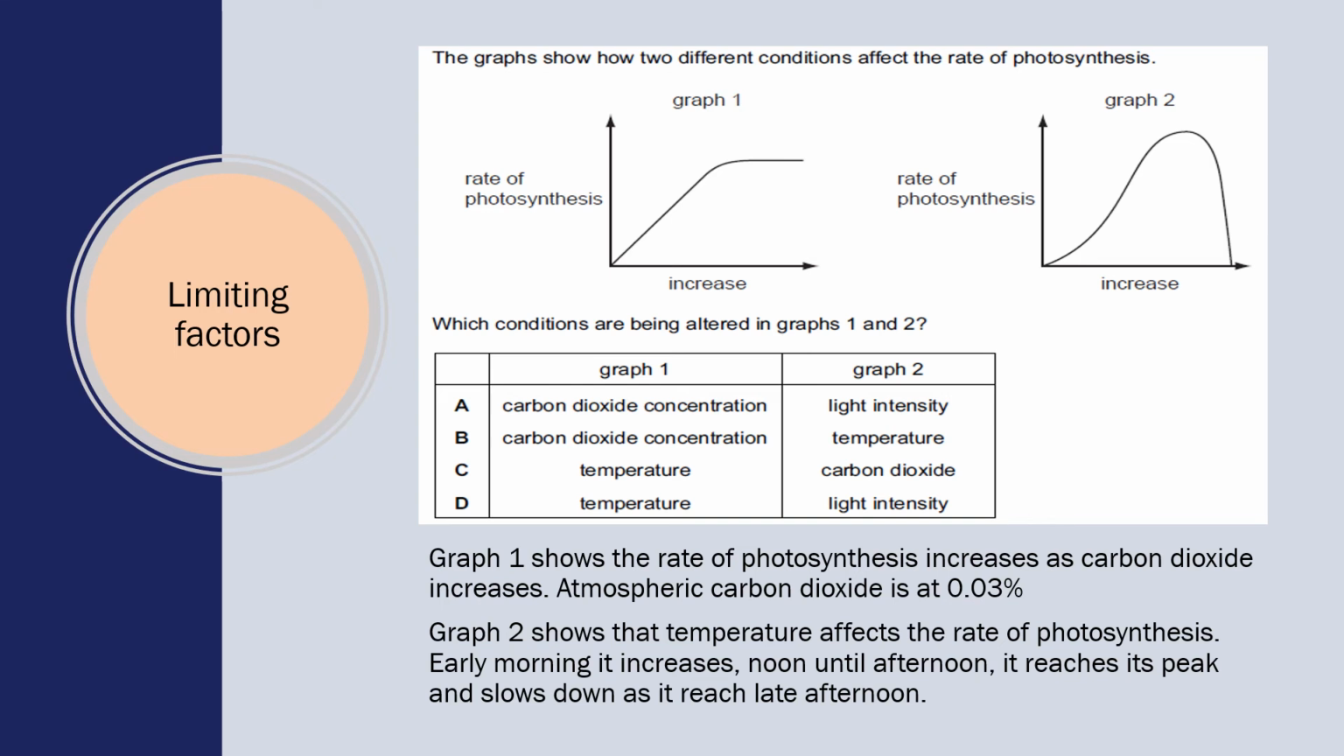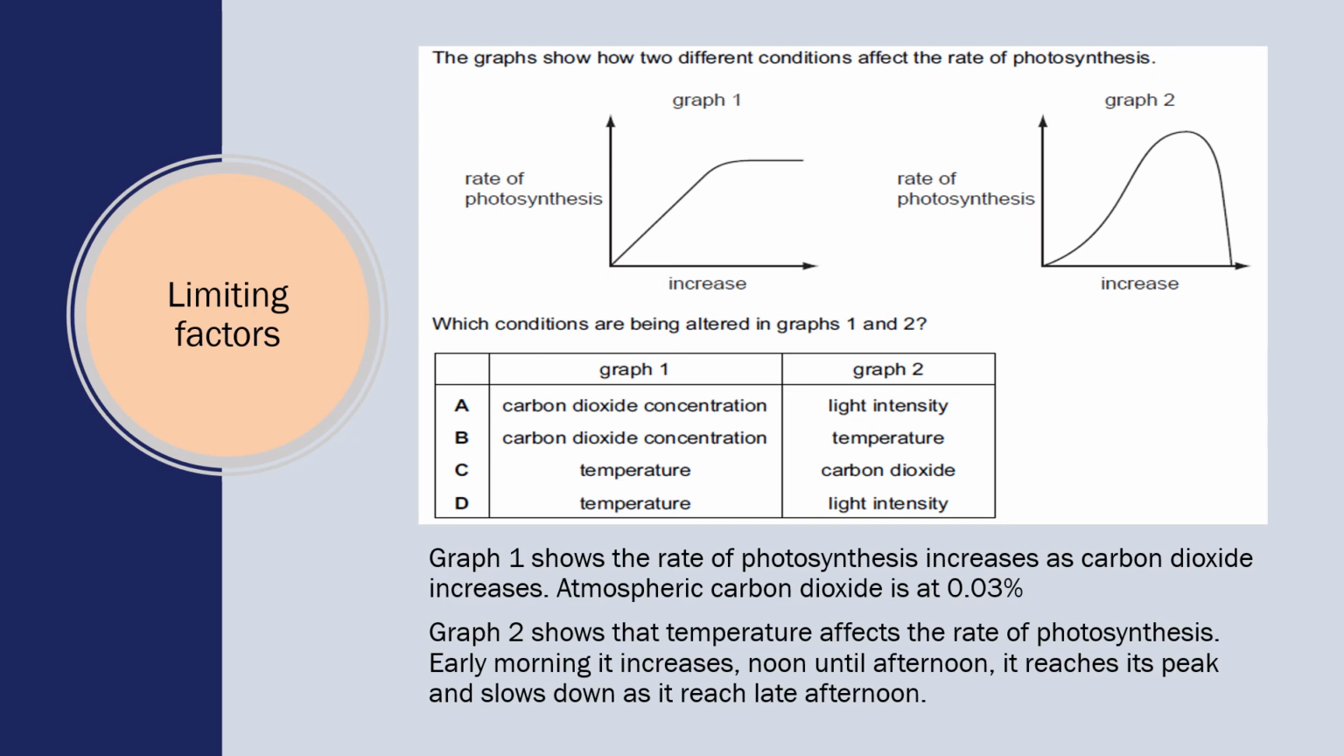The next question is about a graph that shows how two different conditions affect the rate of photosynthesis. So this mainly is talking about the limiting factor. What limits the rate of photosynthesis? What limits the production of glucose during photosynthesis? For graph 1, as you can see, it increases and then it becomes constant. So this figure shows that there will be an amount of substance. So this will be the concentration of carbon dioxide for graph 1.